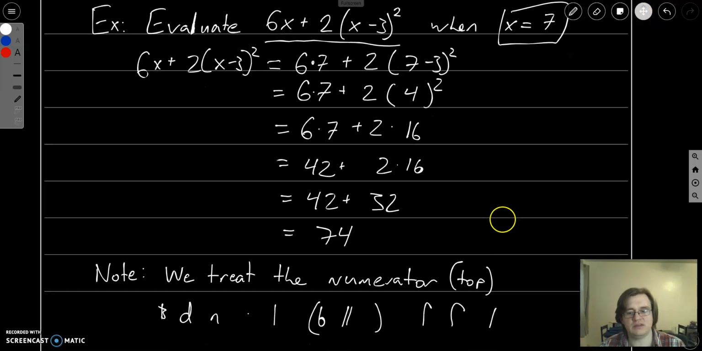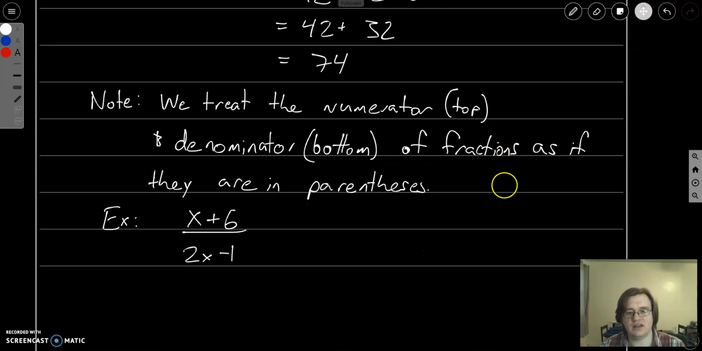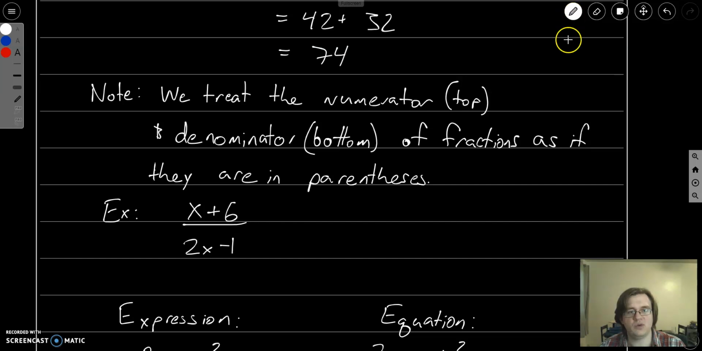One thing I want to point out is that fractions can be a bit tricky, but the way that we interpret fractions is that the entire top of the fraction, called the numerator, will be divided by the entire bottom of the fraction, which is called the denominator. And to make sure that the top of the fraction and the bottom of the fraction are considered to be one number, we'll put them in parentheses.